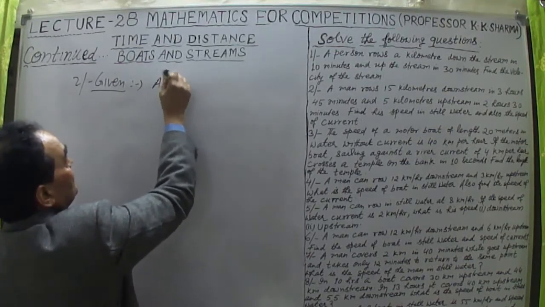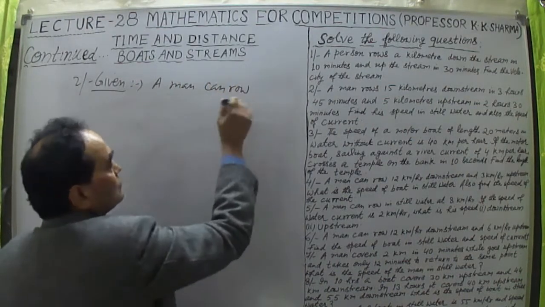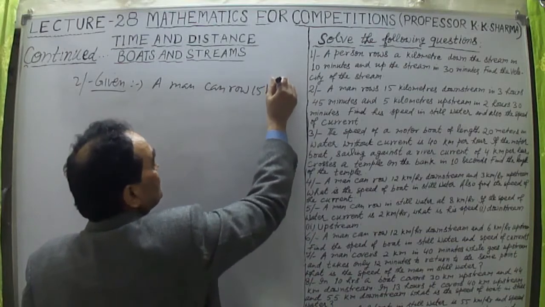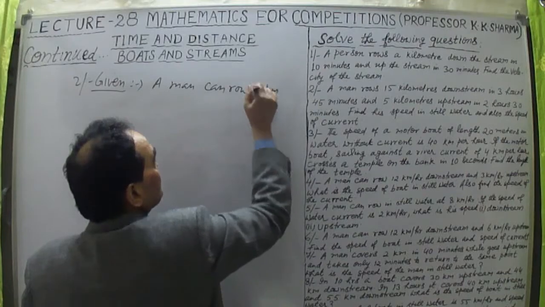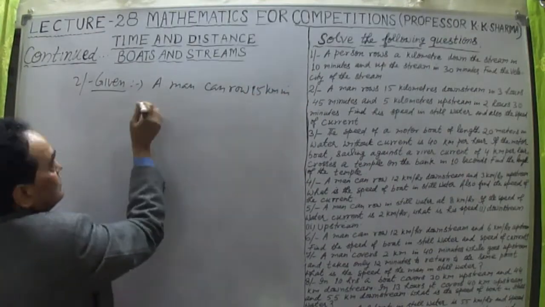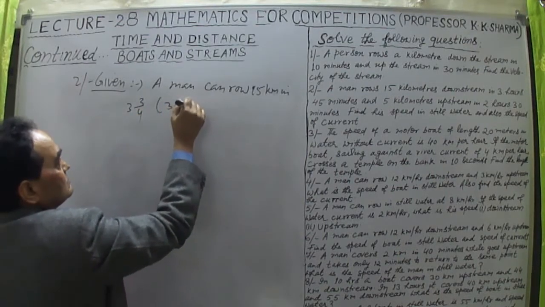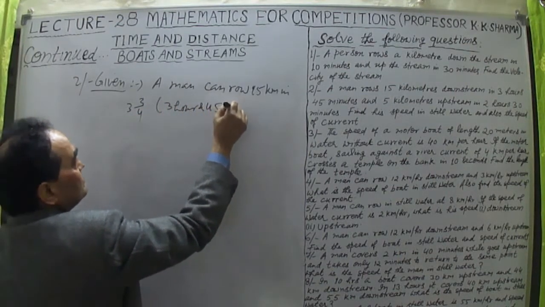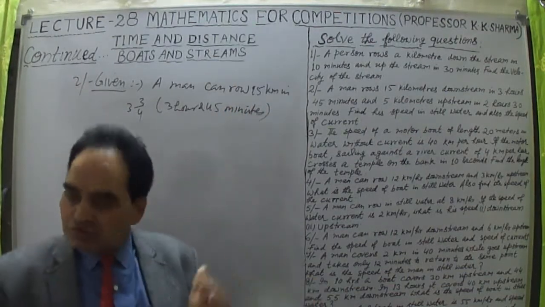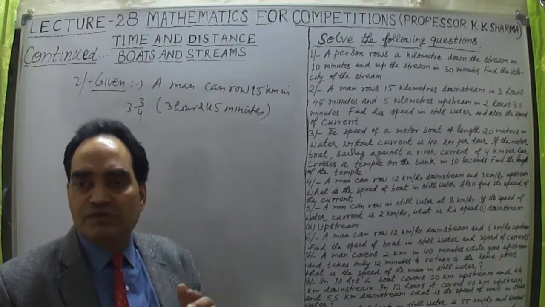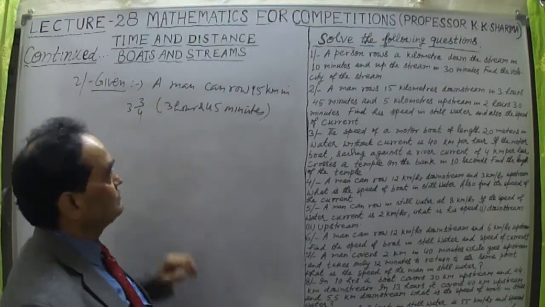Given, a man can row 15 kilometers in 3 and 3/4 hours. What does it mean? 3 hours and 45 minutes. How do you convert this into hours? That means 3 and 45/60. 45 over 60: 15 threes are 45, 15 fours are 60, so 3 by 4. So 3 and 3 by 4 hours.